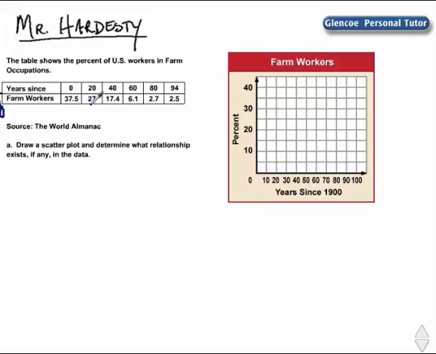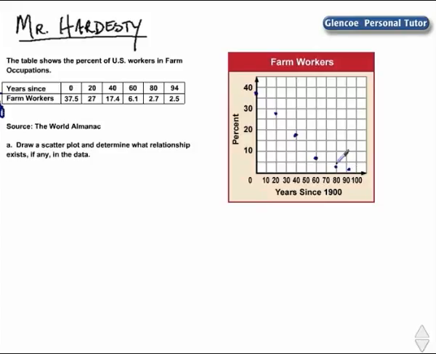We'll plot the information as ordered pairs, beginning with 0, 37.5, and plot that right on the y-axis. 20, 27 is the next ordered pair. 40, 17.4. 60, 6.1. 80, 2.7. And finally 94, 2.5.